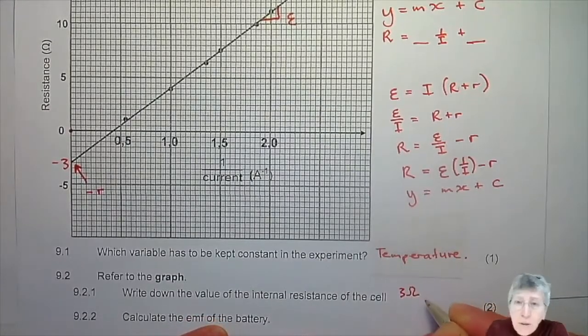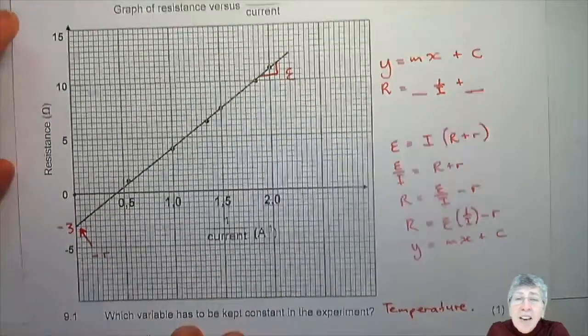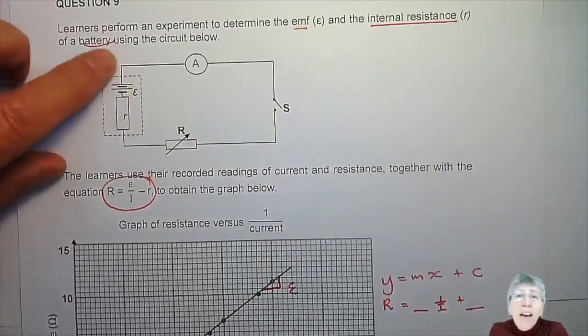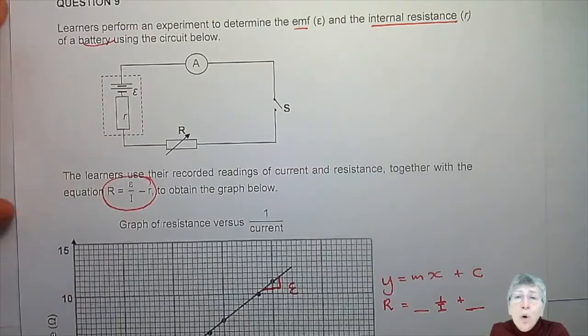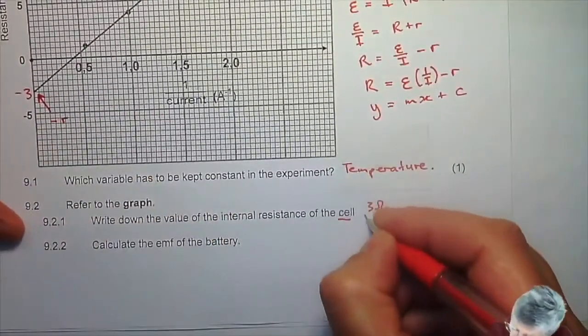So that tells me that the internal resistance is, well, I've read it as 3 ohm over there, but I have to be careful. They're asking about the cell, and what I actually have, I've worked with the whole battery. So that 3 ohm is actually for the whole battery.